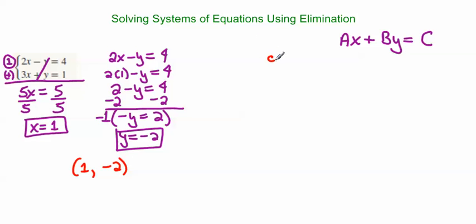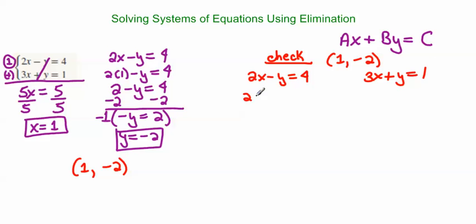Now, the most important part is to check your work. Always check your work. All right, so we're going to check (1, -2) in both equations. Remember, it has to work in both equations, otherwise it is not a solution to the system. Okay, so the first one I have 2x minus y equals 4, and the second equation is 3x plus y is equal to 1. So 2 times 1 minus -2 equals 4. 2 times 1 is 2, minus a negative is plus 2 equals 4, and I get 4 is equal to 4. So it works for the first one.